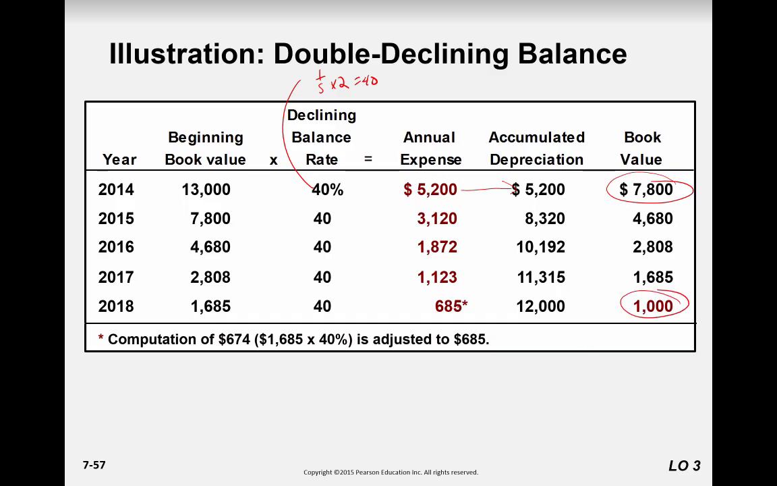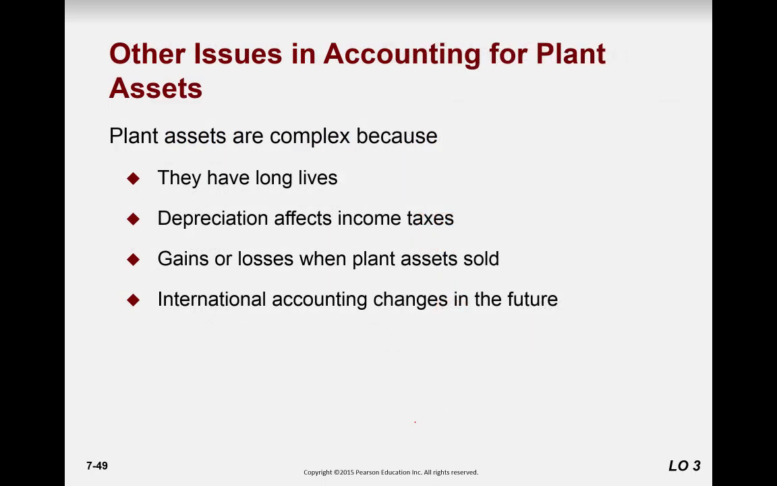And right here, notice that in the last year, we have to be careful because our accumulated depreciation cannot be greater than 12,000. So we end up with a book value of $1,000. So hopefully this helps clarify. Now with this video, you hopefully have your schematic to do your Excel templates.